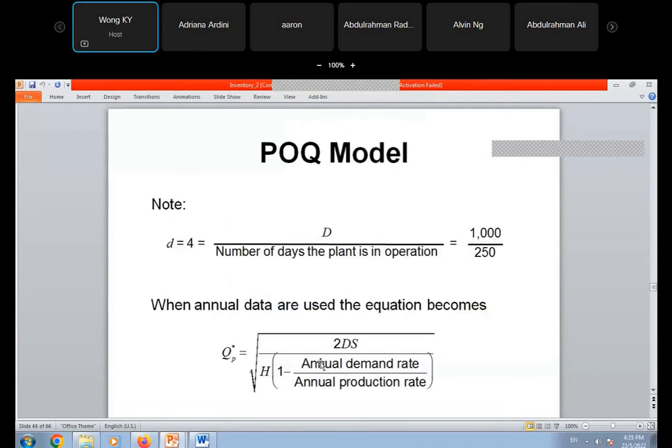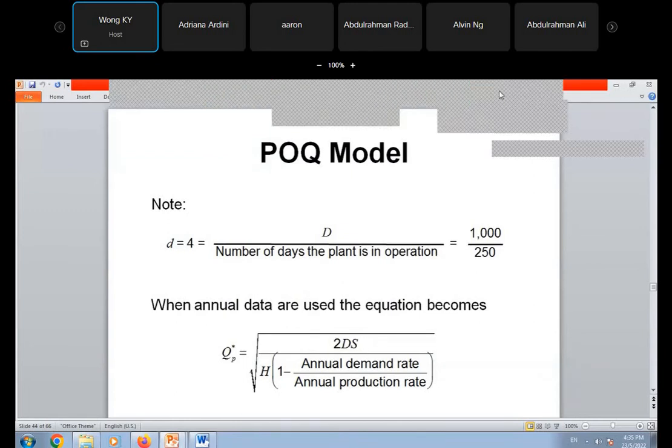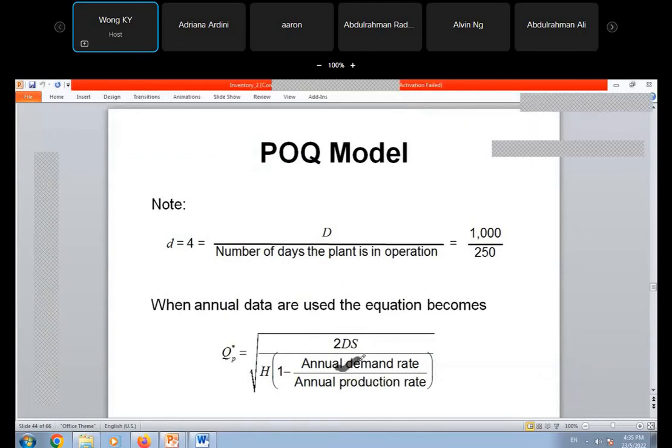So if you look at this equation, it's exactly the same, but we are using the annual demand rate for D and the annual production rate for P, so it's per year per year. It doesn't matter because the units in the numerator will cancel off with the units in the denominator, since we are dividing.